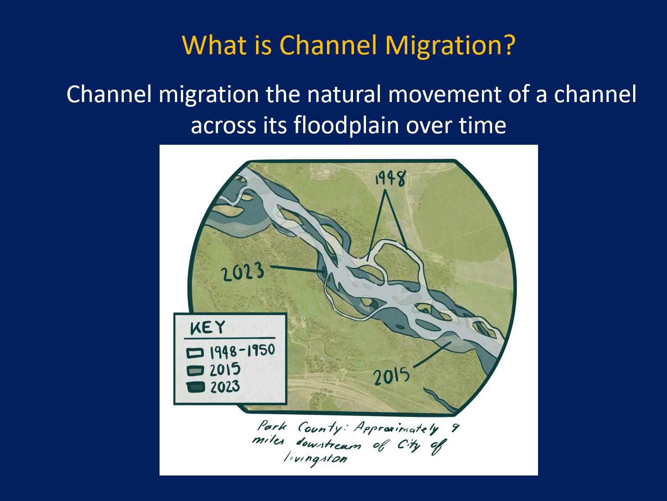So what is channel migration? Channel migration is the natural movement of a channel across its floodplain over time. Here's a cartoon of the Yellowstone River showing the historic channel locations since 1948, which shows how the river has moved across its floodplain in the last 75 years. That area that the river has occupied over time is called the historic channel migration zone.